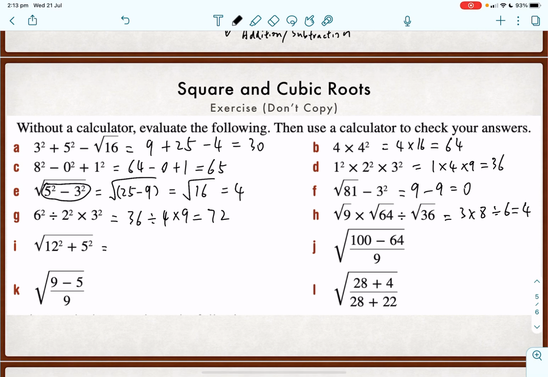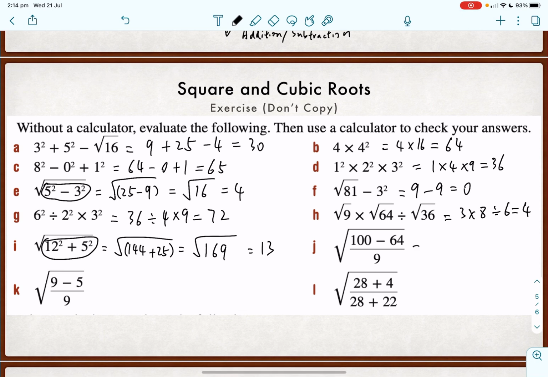Now in here, we need to do inside the square root first because you got more than one number. Inside here, you got 12 squared, which is 144, plus 5 squared is 25. So you got square root of 169. Happen to be 13 squared.